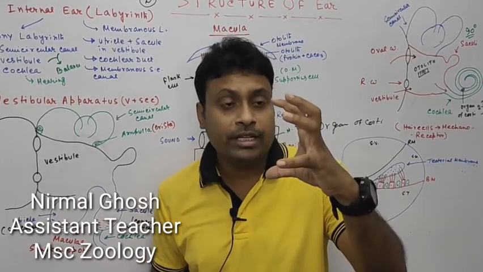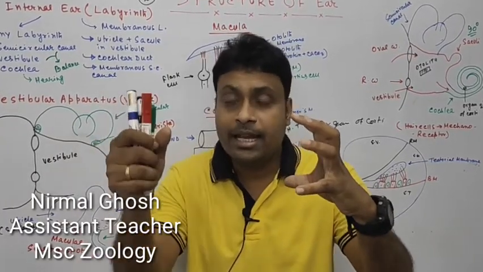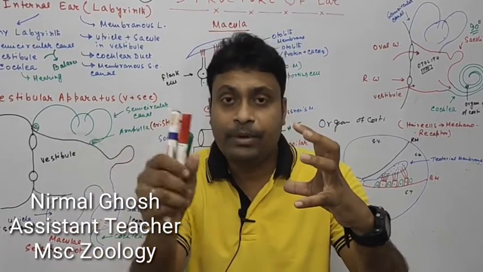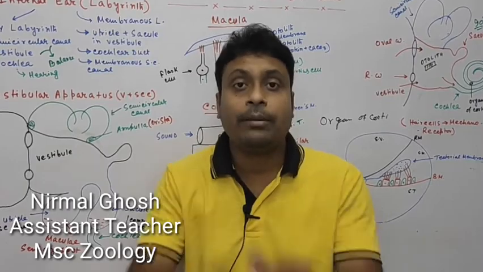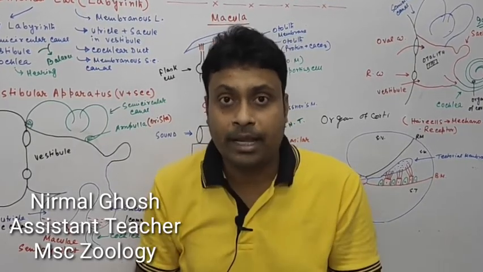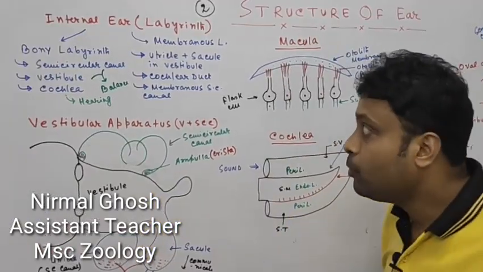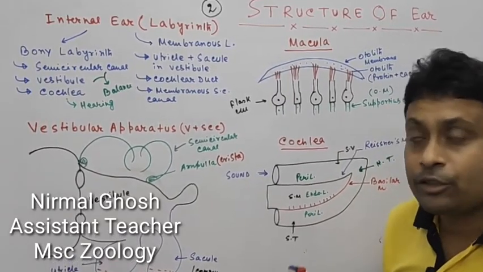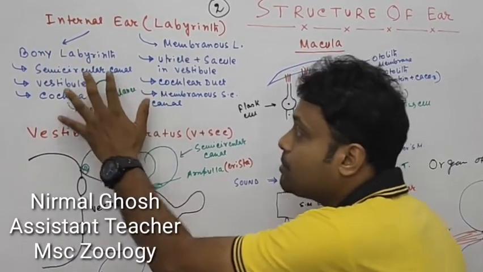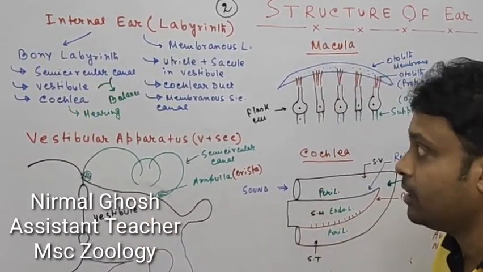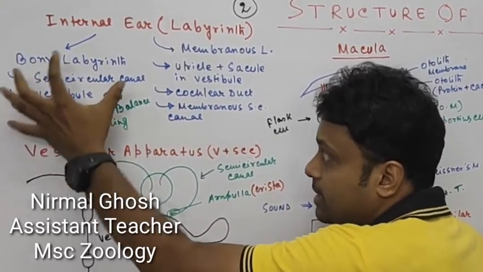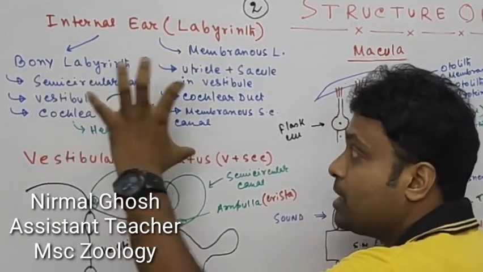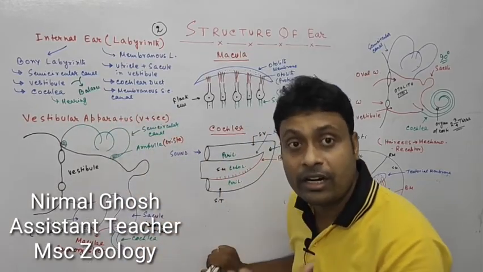Okay, so if this is the bony labyrinth and these are the membranous labyrinth, the membranous labyrinth is present inside the bony labyrinth. Actually, the bony labyrinth covers the membranous labyrinth. Now, the bony labyrinth is made up of bones. There are three types of bony labyrinth in the internal ear: the semicircular canal, the vestibule and the cochlea. These are the three types of bony labyrinth present inside the internal ear.